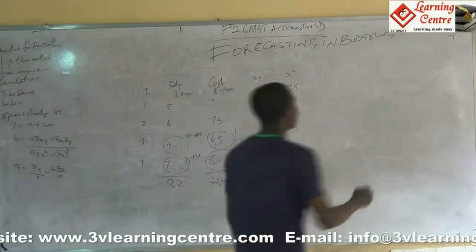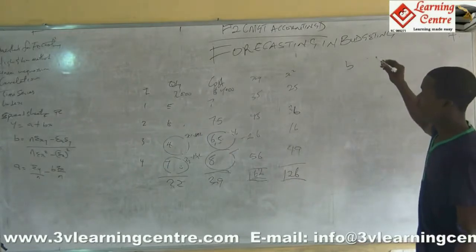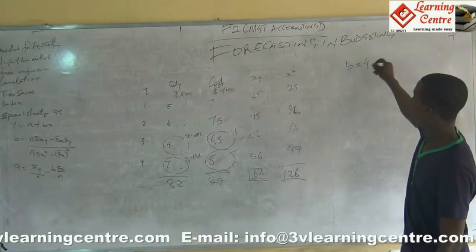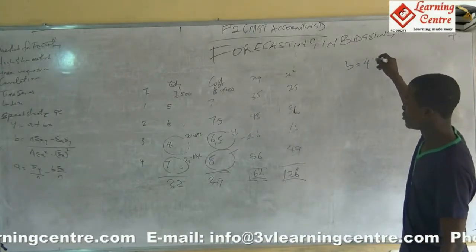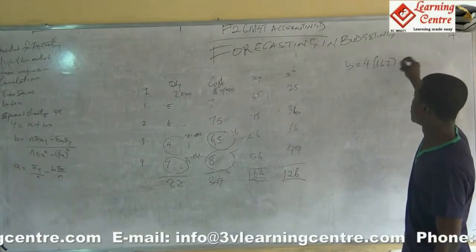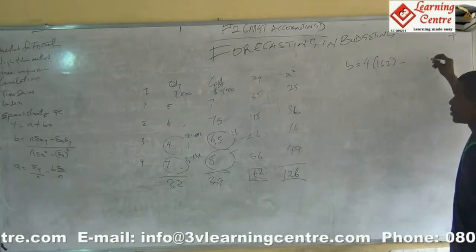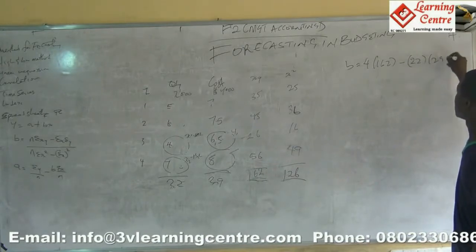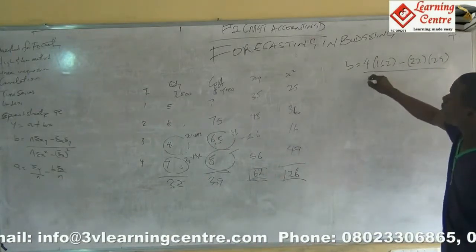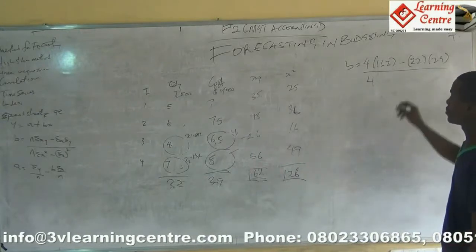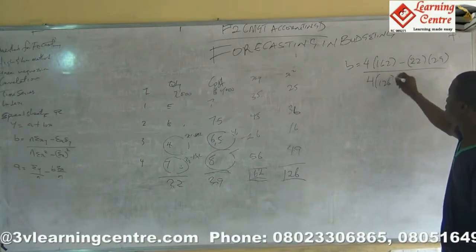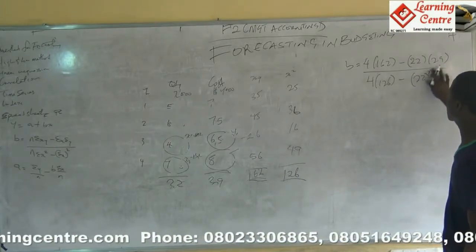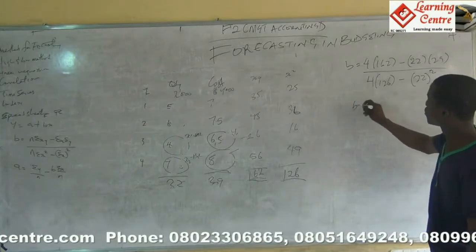So based on that, if we say B, how many observations do we have? 1, 2, 3, 4. B will be equal to 4 into summation xy, which is 162, minus summation x, which is 22, into summation y, which is 29, divided by 4 into summation x squared, which is 126, minus 22 squared. So B will be equal to what does it give us?